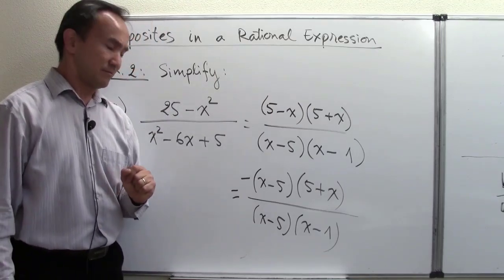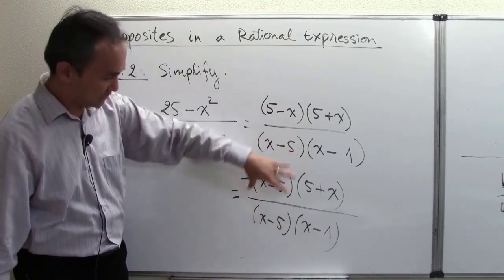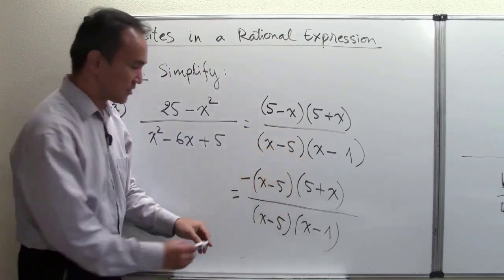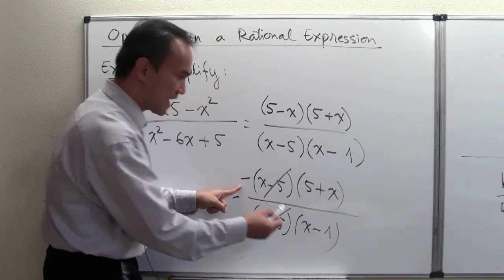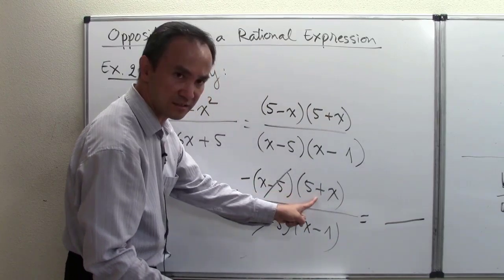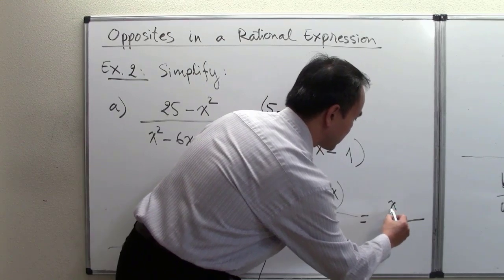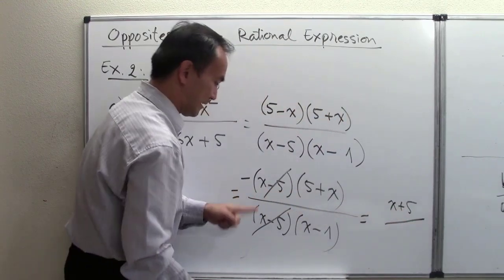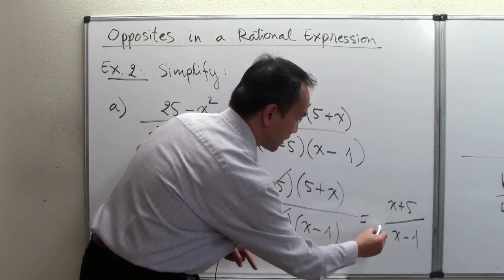All right. And so now we recognize that common factor. That's the only common factor, and so we cancel that common factor away. So what about a negative sign right here? After canceling away, of course, our simplified expression has that 5 plus x, or x plus 5, in the numerator. And in the denominator, it's x minus 1.